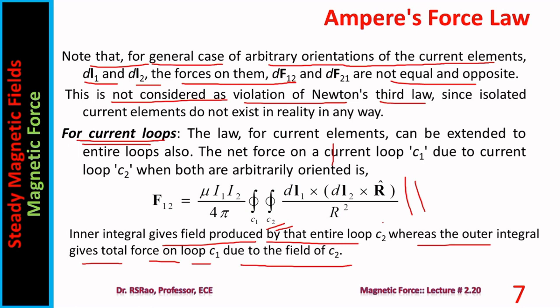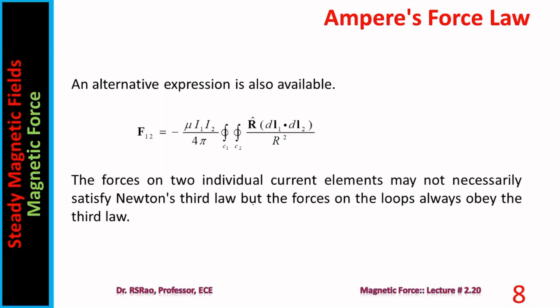Before closing, let us recollect. Lorentz Force Law gives the force on a moving point charge when it is in a magnetic field. Ampere's force law has two parts. The first part gives the force that exists between two current elements. The second part gives the force that exists between two current loops. An alternative expression is also available for the force between two current loops. Here it is shown: F12 is minus mu I1 I2 by 4 pi, two line integrals, r cap dl1 dot dl2 by r square. The forces on two individual current elements may not necessarily satisfy Newton's third law, but on loops it is always satisfied.